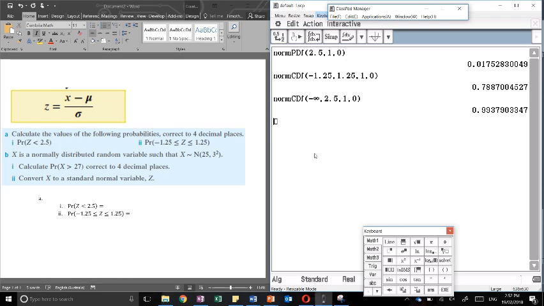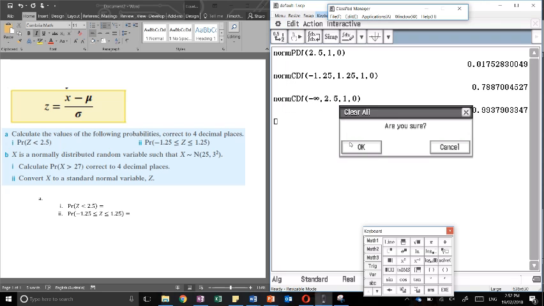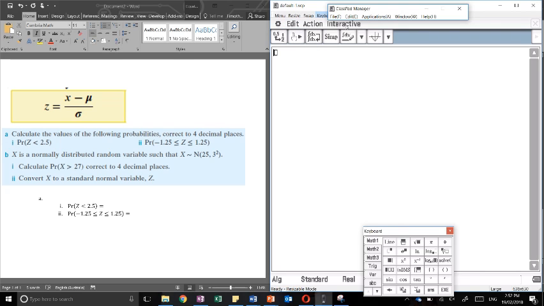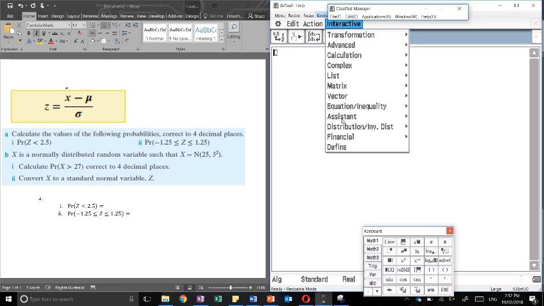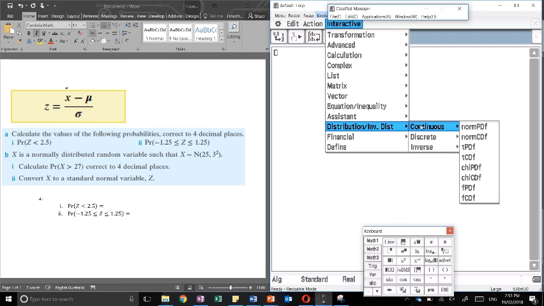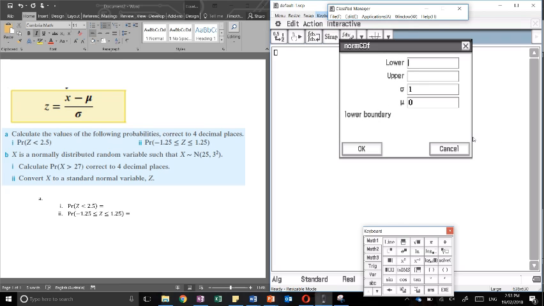Alright, we're going to look at how we use the CAS to do these calculations. So calculate the values of the following probabilities correct to 4 decimal places. Now, the way we will do it is we will use Action or Interactive to do it, but I would suggest you use Interactive because when you go through it, it will pop up with a menu that will explain to you what you need to do. So we're looking at distributions, so go Distribution, Continuous, and then we'll just go on CDF, so we won't get it wrong. Now, we want less than 2.5, so we want to start all the way from negative infinity.